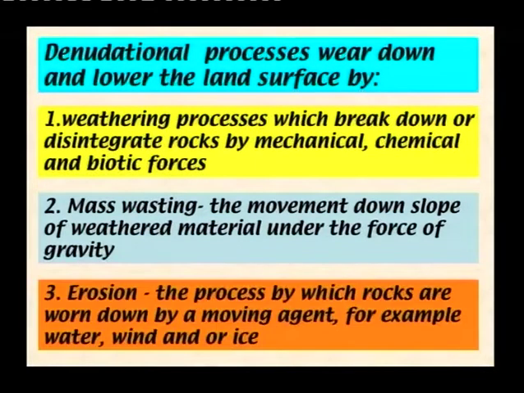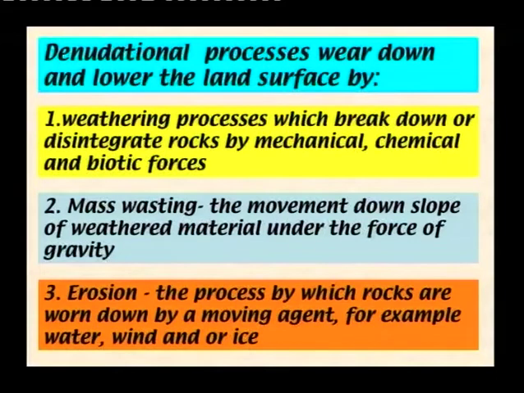And the third process that comes together with denudation, which helps in lowering the land surface, is that of erosion. And erosion is simply the process by which rocks are worn down by the moving agents. And the agents of erosion are water, wind, and ice. So we are going to look at number 1, which is weathering, and number 3, erosion, in detail under the topic on denudation, whereas for mass wasting, we will cover that in grade 12.